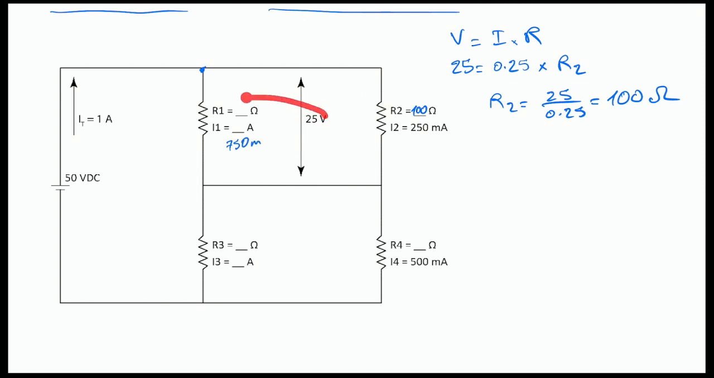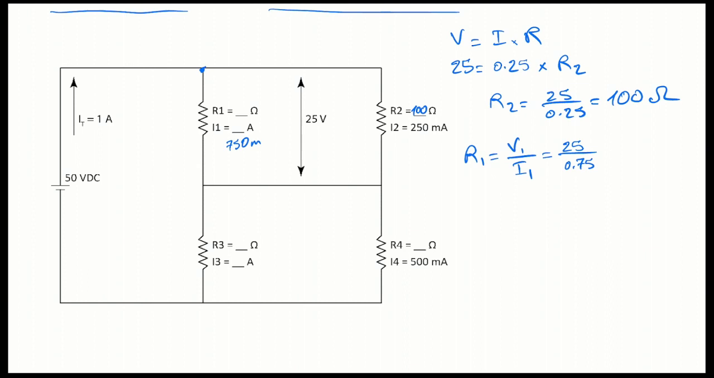And at that point, R1 becomes also something for which we know 2 values. So R1 in this case becomes V1 divided by I1 according to Ohm's law, and V1 is 25 volts divided by 0.75 or 750 milliamps. How do I know the 25 volts is applied there?